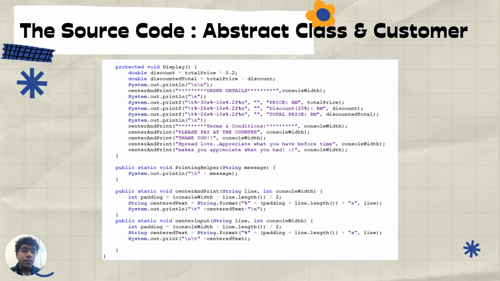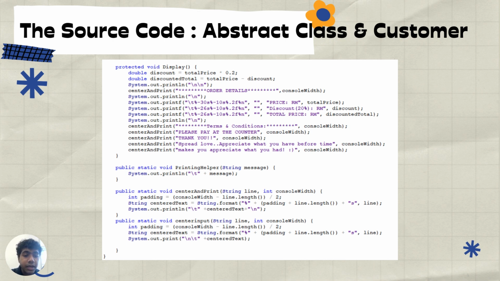Because the flower shop is giving off a 20% discount, it shows the discounted price. And finally, we have the total price, which is the total price minus the discounted price. So you have the discounted total price, and that is your actual true total price that the customer needs to pay. And finally, we have our terms and conditions. In these terms and conditions, it will give the customer a goodbye message and also some messages on the bottom there. And that is all for the display method.